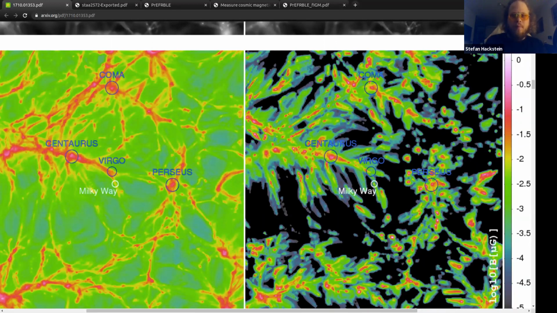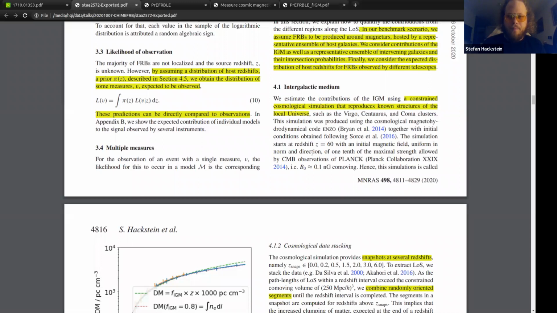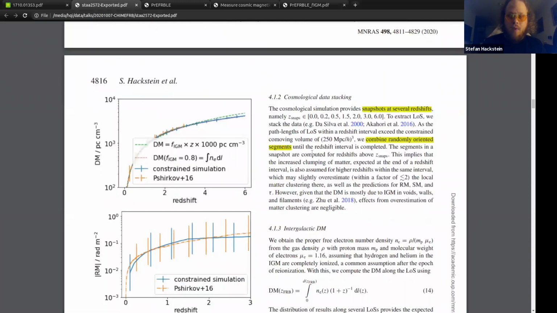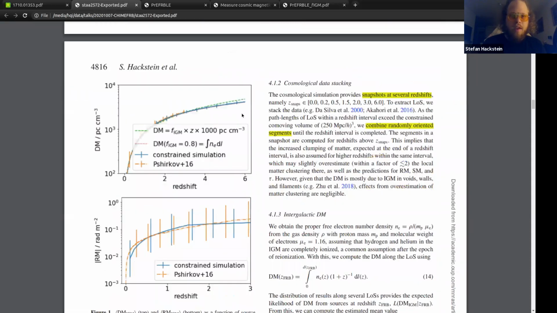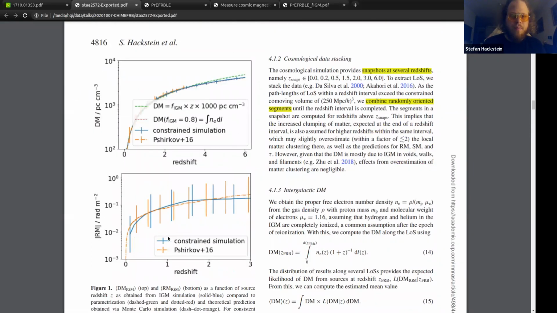So we have been showing that fast radio bursts are able to tell apart these two models, and here we are improving the modeling of the intergalactic magnetic field. Here are the first plots that show you the average dispersion measure or rotation measure as a function of redshift, and this should only show you that the average estimate does fit with other more simple descriptions of the mean.